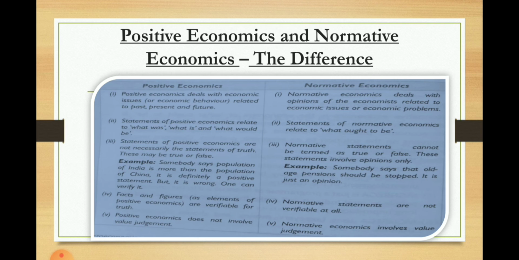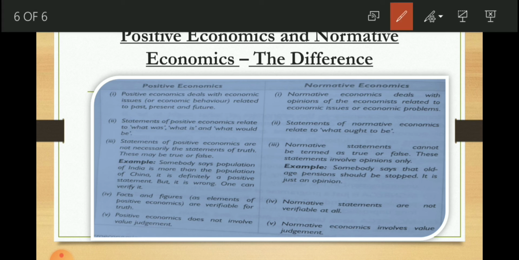So first comparison, positive economics deals with economic issues, economic behavior related to past, present and future. What does positive economics deal with? It deals with economic issues which are related to past, present or future. On the other hand, normative economics deals with the opinion of economists related to economic issues and economic problems.